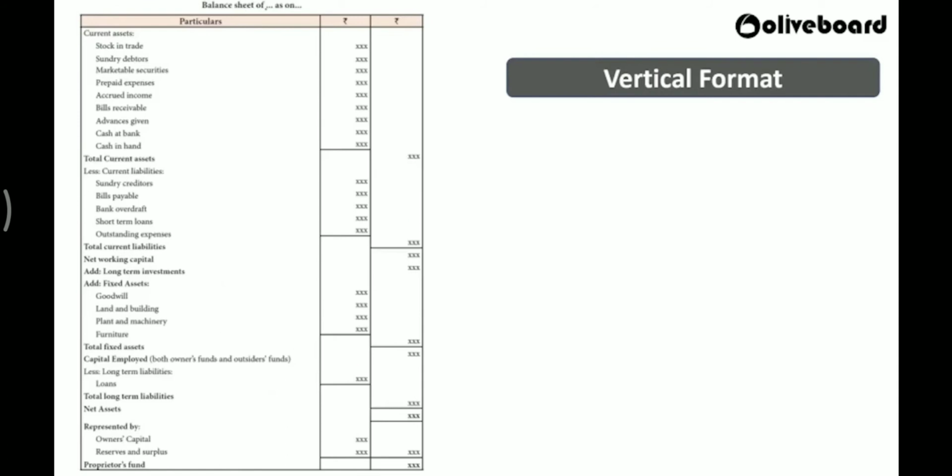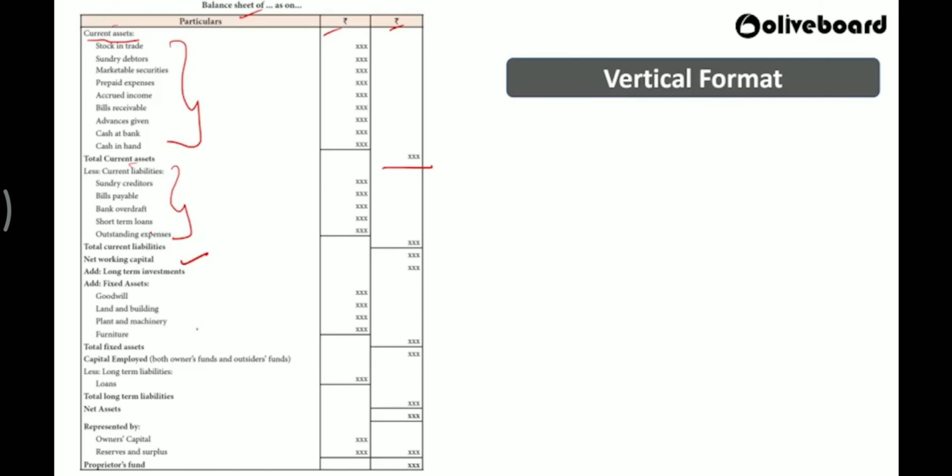See here, balance sheet as on, particulars, rupees. See here, I have given the heading as current assets. So now I'll write all the current assets. Now what is the total current assets? Next, less current liabilities. So I have given current assets, I have given current liabilities. I'll minus that. So now net working capital.